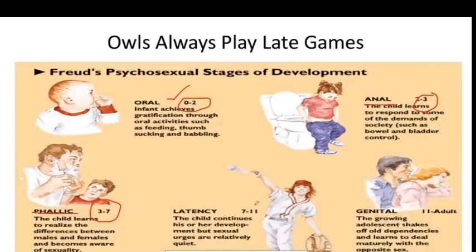Now, 7 to 11, you'd call this latency. Latency po siya, meaning walang sexual desire yung bata because the child is very busy in schoolwork. Okay, so wala masyadong sexual desire ang bata dito. Now, genital, the last stage, genital age, that's from 11 years old to adulthood. Okay, so this time, we sometimes call this the sexual reawakening.